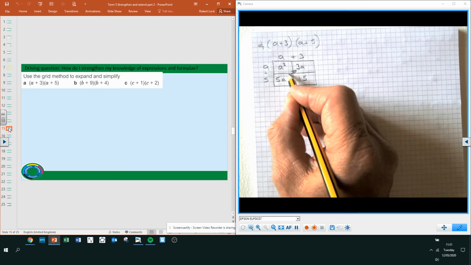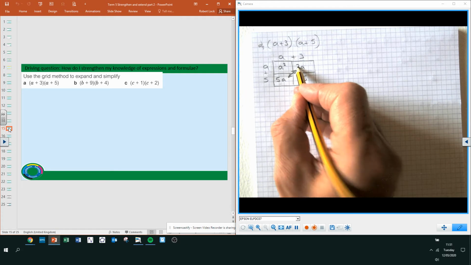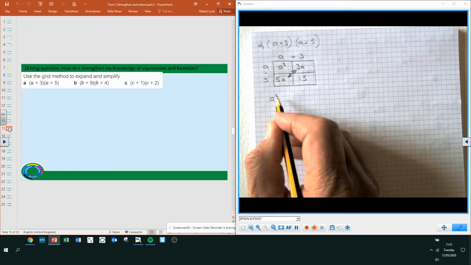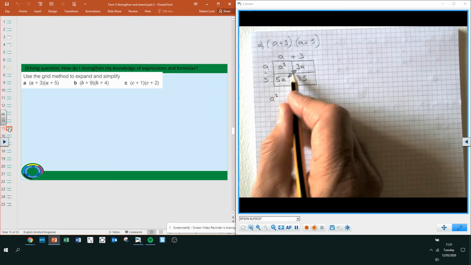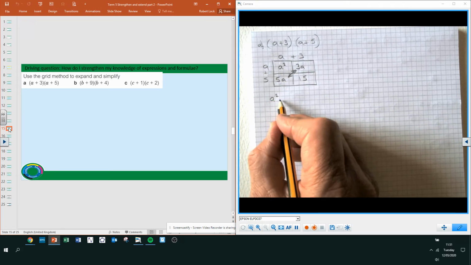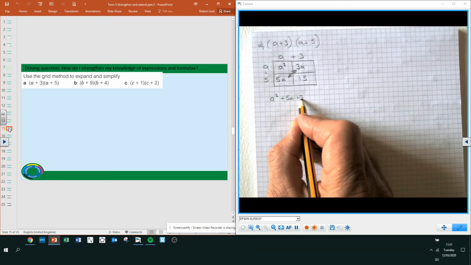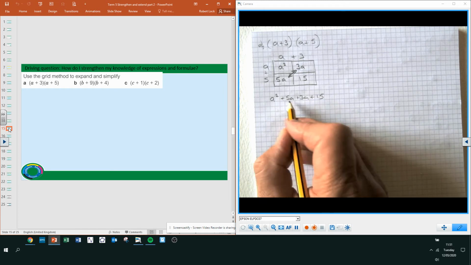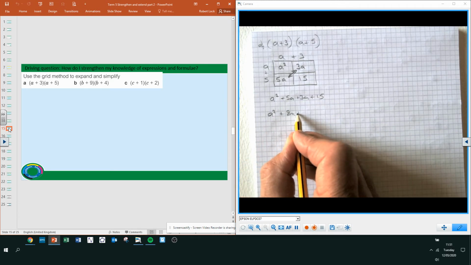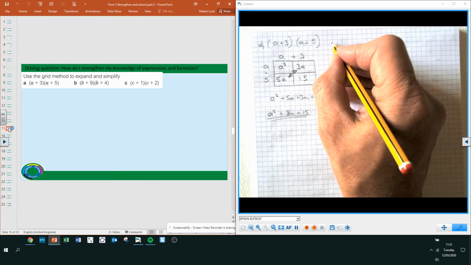What's the relationship between these two here? Well, that'd be a plus 5 plus 3, so we're adding them together. So we end up with a squared, adding these together, or we could write it out: 5a plus 3a plus 15. Collect like terms: a squared plus 8a plus 15. And done.